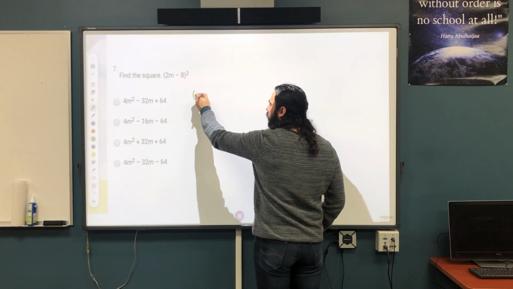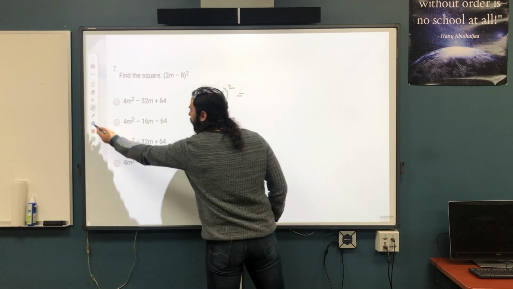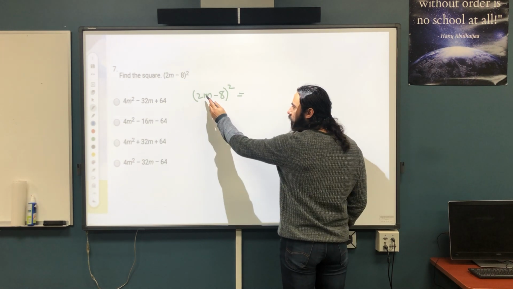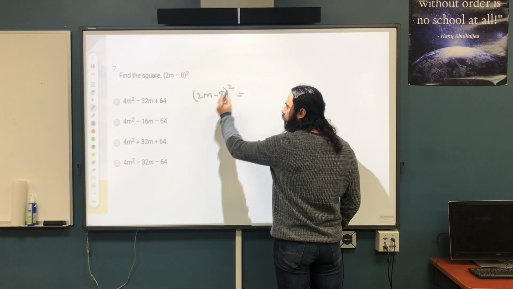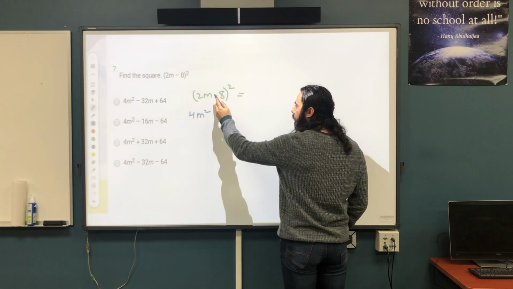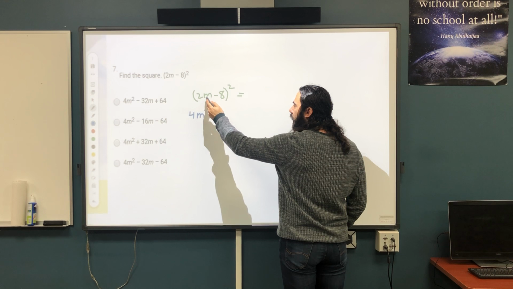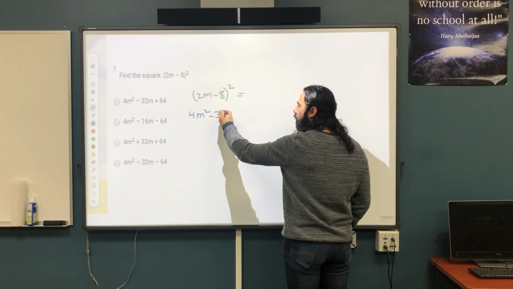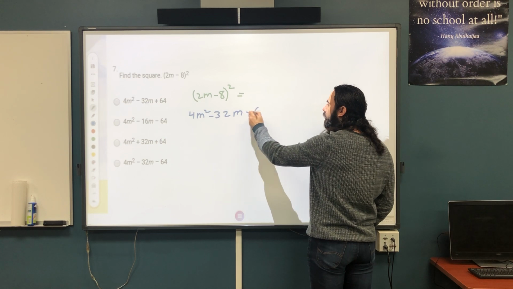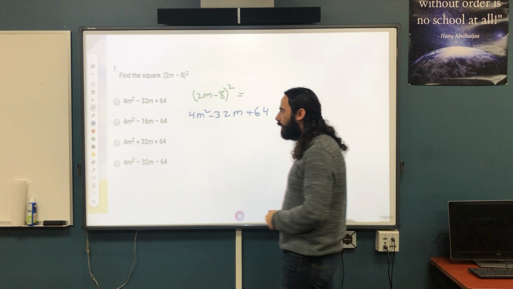We have 2m minus 8 squared. How do we do that? First, we square the first one, so 2m squared is going to be 4m squared. Then we multiply 2 times 2m times the negative, so 2 times 2m is 4m, times negative 8 is negative 32m. And 8 squared is going to be 64. And that is the answer. Got it?